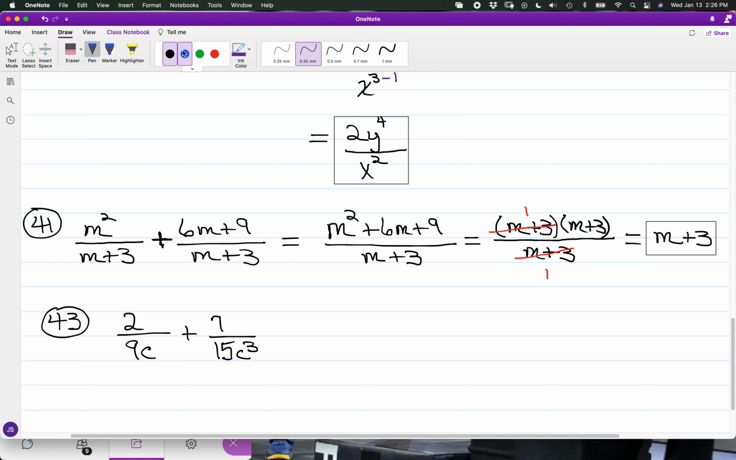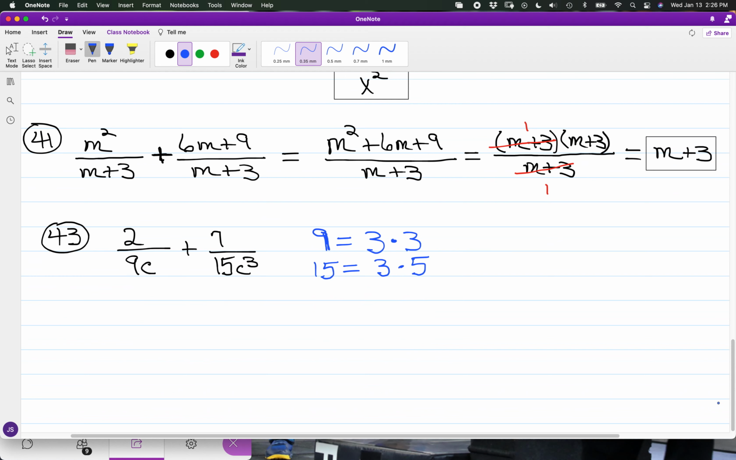Now, in terms of factoring, for 9, if we're looking for prime factors, you have 9 times 1, but you also have 3 times 3, and 3 is a prime number. For 15, the prime factors will be 3 and 5. Again, with the variable factor, we have c.